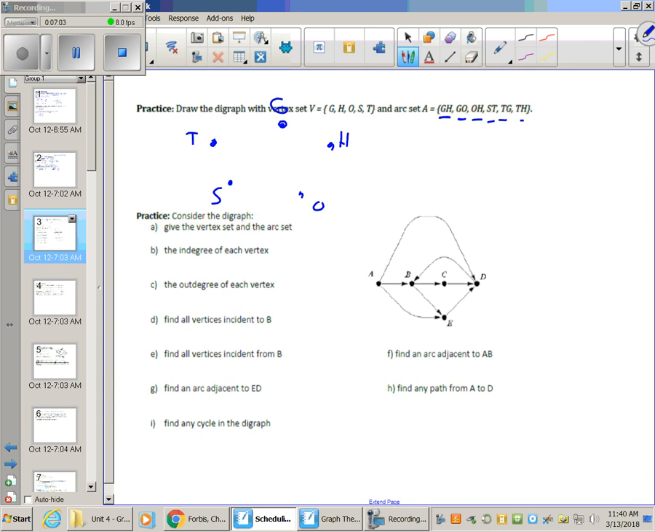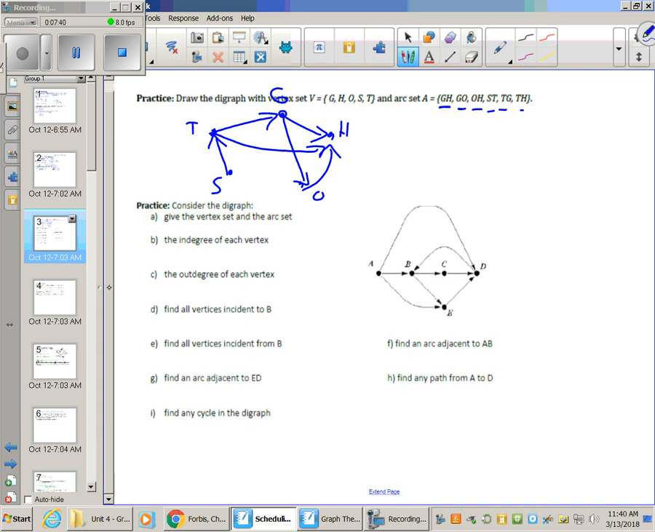Now, whenever I'm going through the arc set, just make sure that the direction matters. GH means that I have an arrow pointing from G to H. GO means I'm going from G to O. OH, I'm going from O to H. ST, I'm going from S to T. From TG, I'm going T to G, so that's the direction I'm pointing. And TH is T to H. So your graph should look something like that. I might ask you to draw a digraph, give the in degree, out degree, talk about incident to and from, adjacency, so just know how to do that.